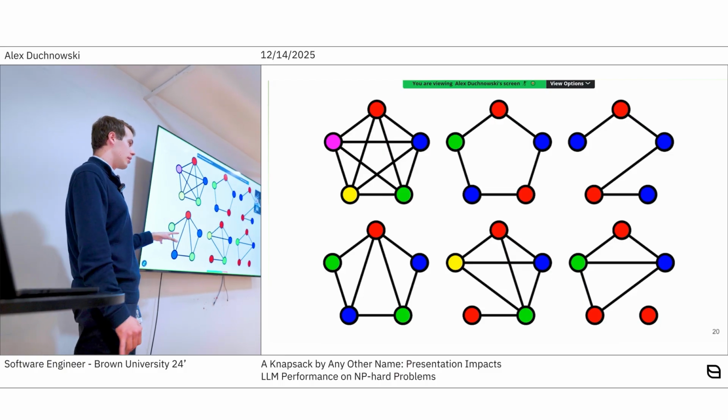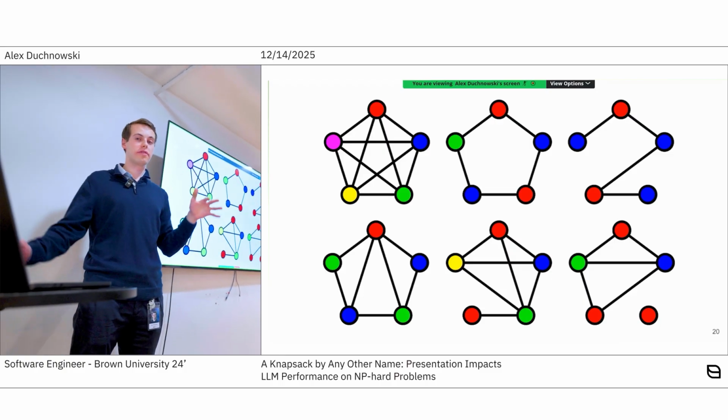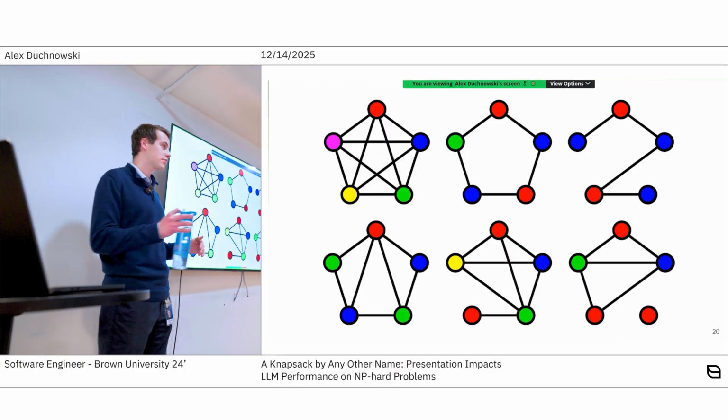Any questions about the graph coloring problem or how that works or anything I've said so far? Can you recap that? I'm sorry, I got distracted. No worries, yeah.